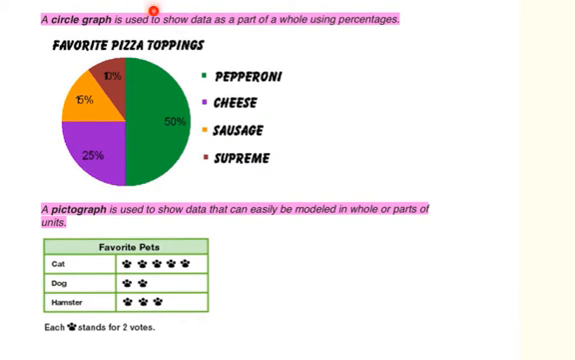The next graph is a circle graph, and it's used to show data as part of a whole using percentages. It also helps to visually see which one is the biggest chunk, which one's the smallest chunk. And you notice here they're all in percentages. A pictograph is used to show data that can easily be modeled in parts or parts of units. So if you don't have decimal numbers, you don't have fractions, you could use a pictograph. And so here, every picture graph is also going to have a key that tells you what each picture represents.